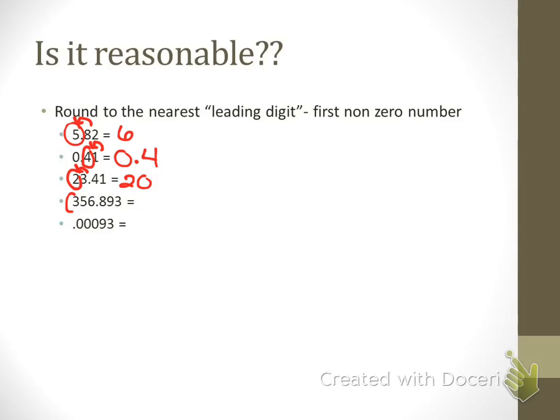All right, now again, the same thing. 3 is my leading digit. The 5 rounds it up, so what's going to be my answer? 400. 400. Very good. Y'all are catching on. All right, now we have 0.00093. Leading digit is the 9, so my answer will be 0.0009. Okay? All right, so we're just basically experimenting with using our leading digit and rounding.